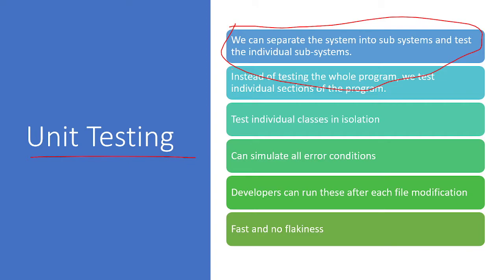We have these different subsystems. Instead of testing the whole program, we test the individual sections of the program. Yeah, that's perfect. Test individual classes in isolation. Yep, and that's exactly what we talked about. You could test each different class. If I have a student entity, I could test out the different classes within the student.